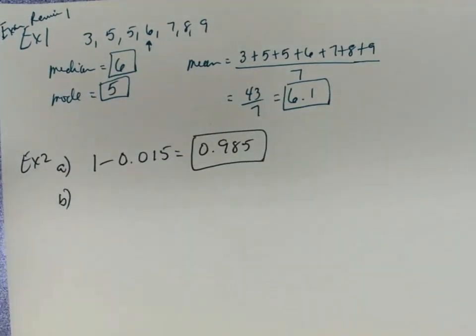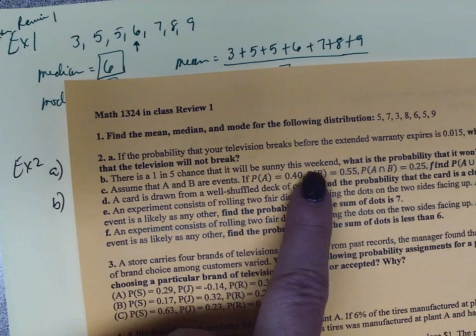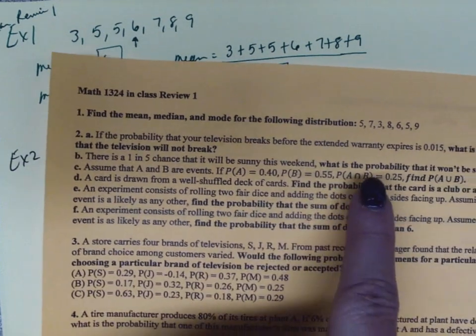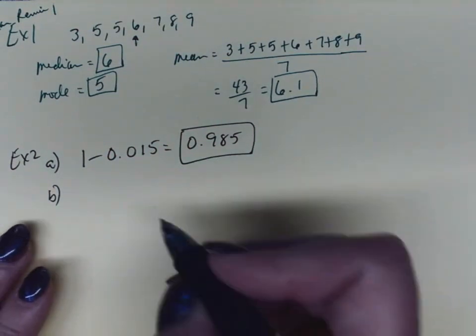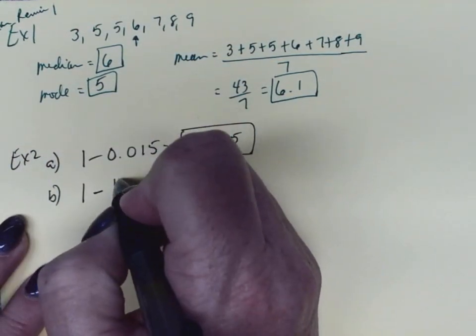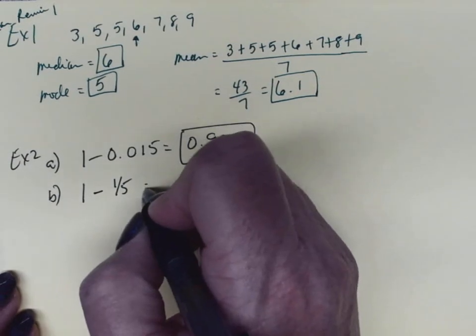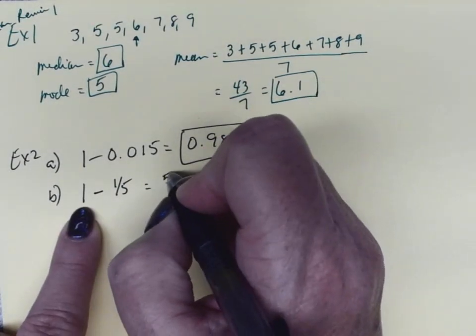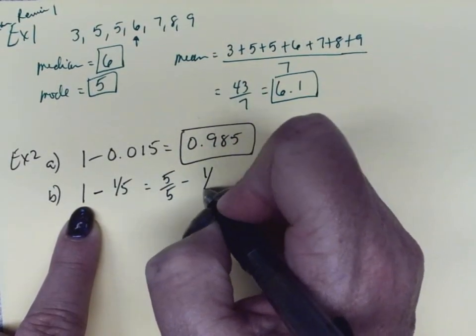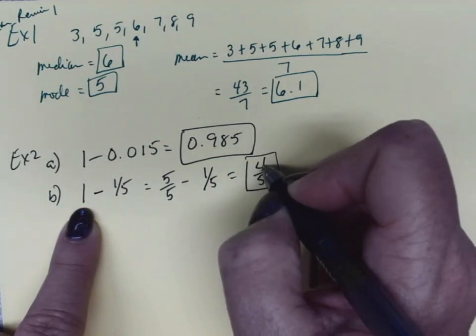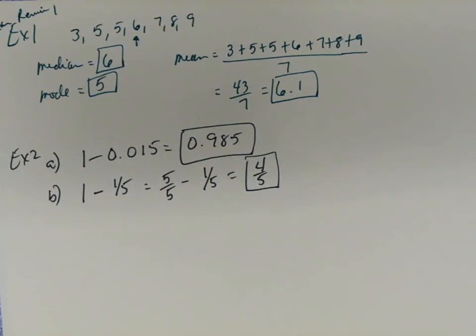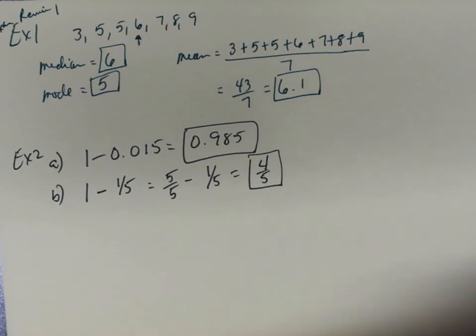For part B, it says there's a 1 in 5 chance that it'll be sunny this weekend. What is the probability that it won't be sunny? Again, all of the probabilities add up to be 1. So this will be 1 minus 1 out of 5, which would be 1/5. I can rewrite 1 as 5 over 5. So I get a common denominator, and that'll get us 4 out of 5. So there's a 4 out of 5 chance that it will not be sunny. All right, let's go on to C.